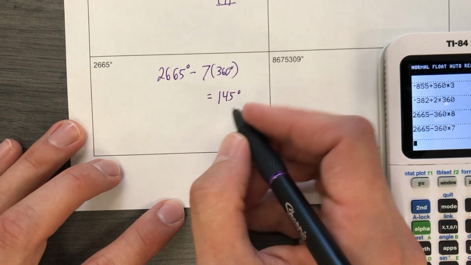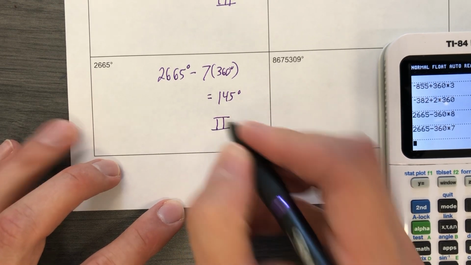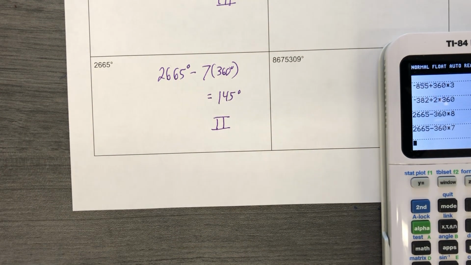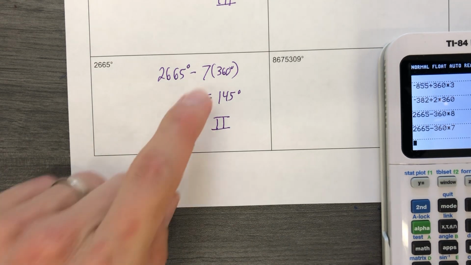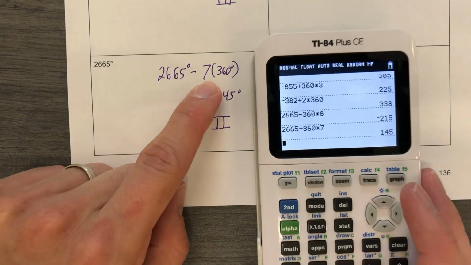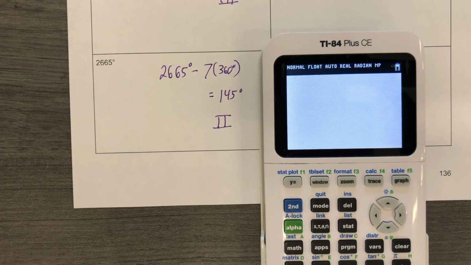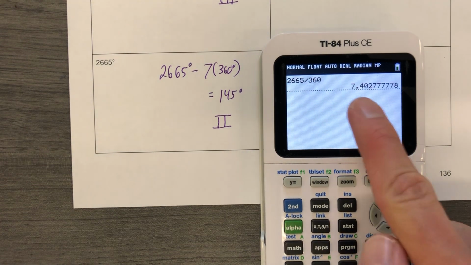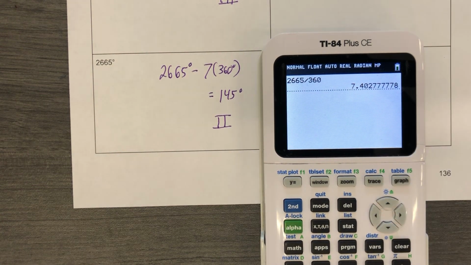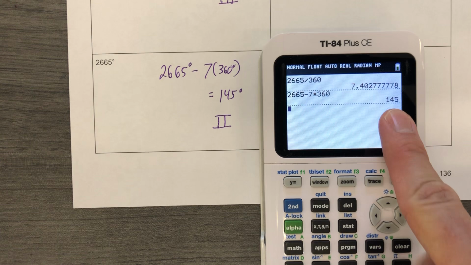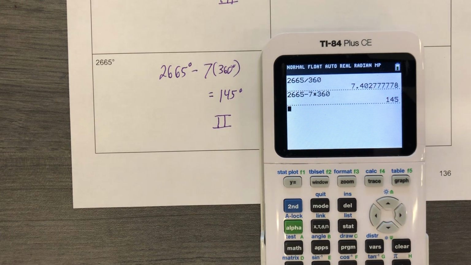A 145 degree angle is in quadrant 2. All right, let's cheat just a little bit. If I didn't want to guesstimate the 7, then I have a shortcut I could do. 2665. I wonder how many times 360 goes into that. Oh, 7.4, and so on. So now I know it's going to go 7 times. So I could do 2665 minus 7 times 360, and that's the leftover that was the decimal that I ignored.